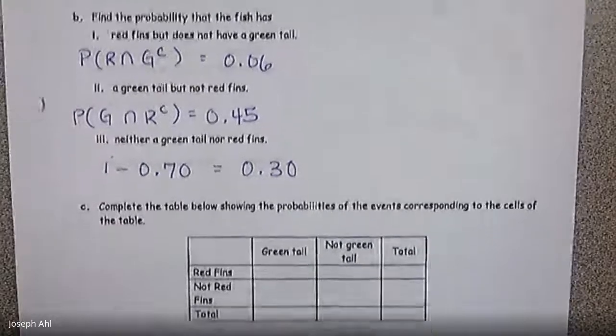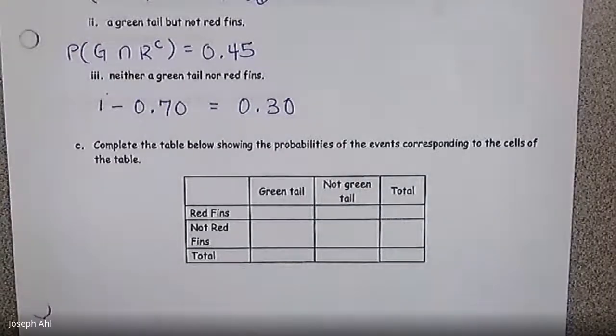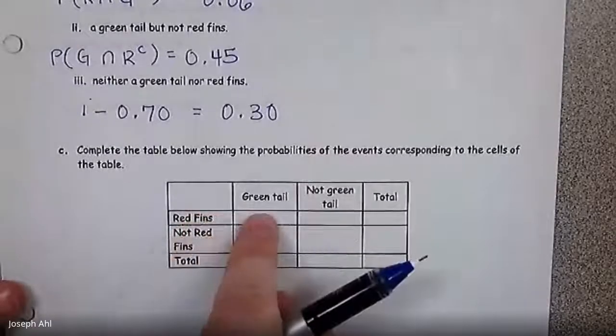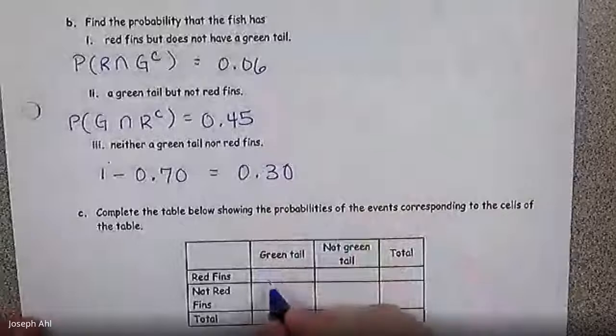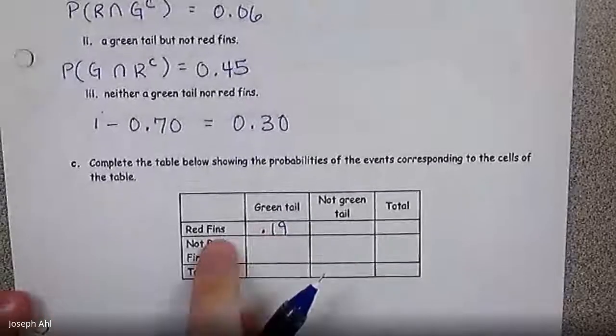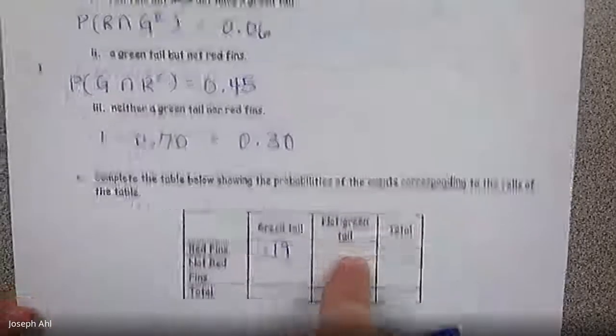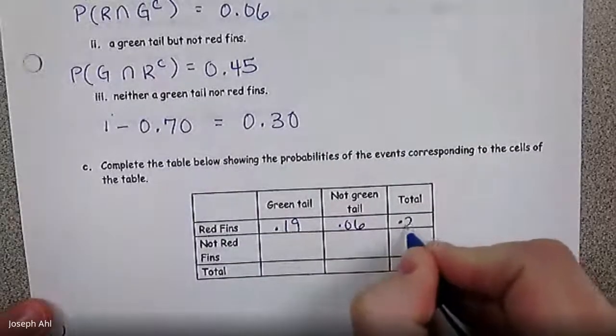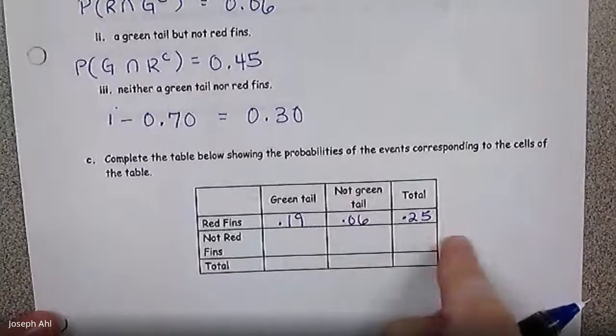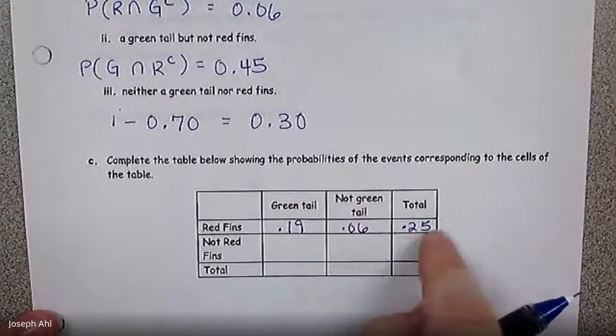Last but not least, we have: complete the table below showing the probabilities of the events corresponding to the cells of the table. Okay, so what we want to do is look up above and translate this information into a table format. So what's the probability that you have red fins and a green tail? Red fins and green tail is definitely 0.19. And the probability of red fins but no green tail, red but no green, is 0.06, for a total of 0.25. And that makes sense, because we know that the probability of red in general is 0.25.